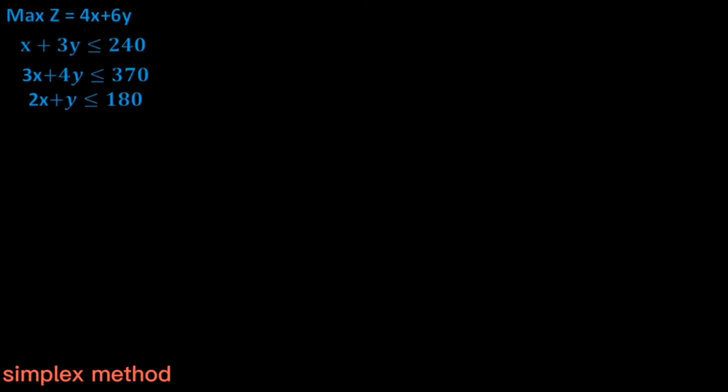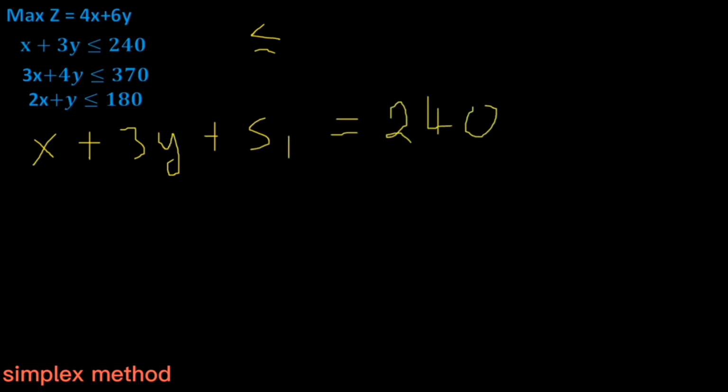The inequality signs are the same. That is less than or equal to on all sides. Since they are less than or equal to on all sides, you just have to move on by adding a slack variable. That is x plus 3y plus a slack variable, s1, is equal to 240. You add a slack variable so as to change this inequality sign to an equality sign.